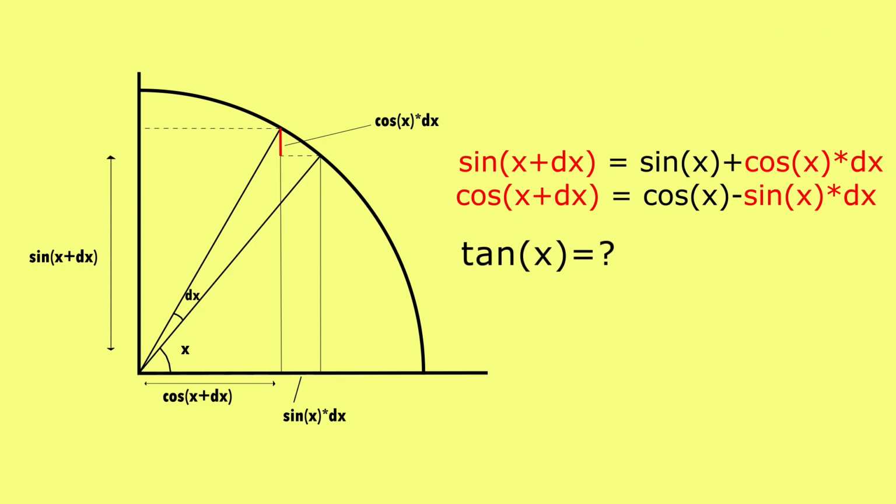But what about the tangent function? The tangent function is simply the ratio of the vertical part of the line to the horizontal part. So, tangent x equals sine x divided by cosine x. Now, we can see how the change in angle, dx, affects the tangent function.